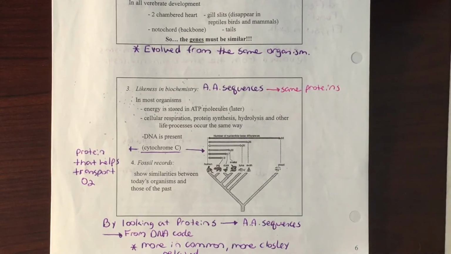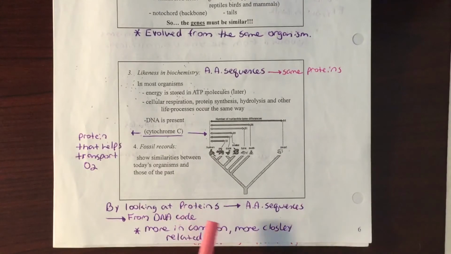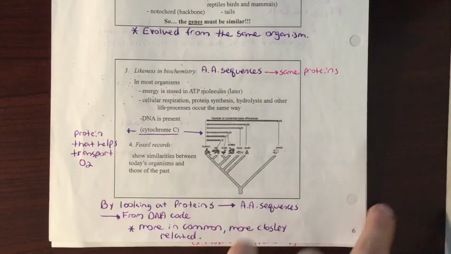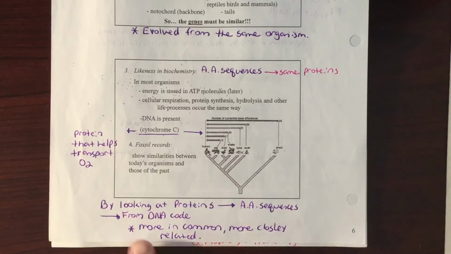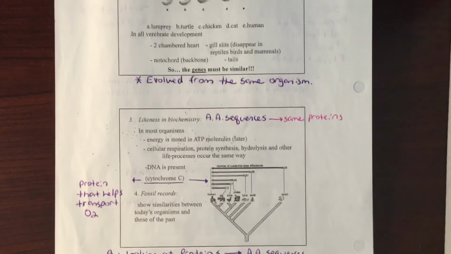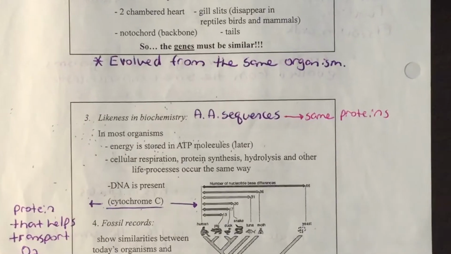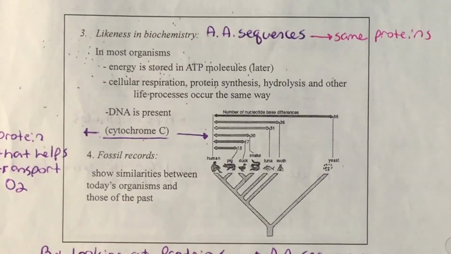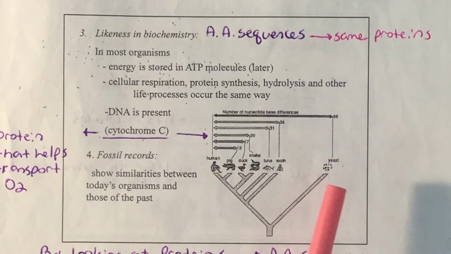So by looking at the proteins, we can look at the amino acid sequences, we can look at the DNA code. The more in common in terms of that DNA code, the more closely related organisms are. So if we're looking at this little diagram that you guys see here, let me blow it up a little bit for you. So you have a human, you have pig, duck, snake, tuna, moth, and then way over here you got yeast, which is a fungi. And we're looking at cytochrome C.